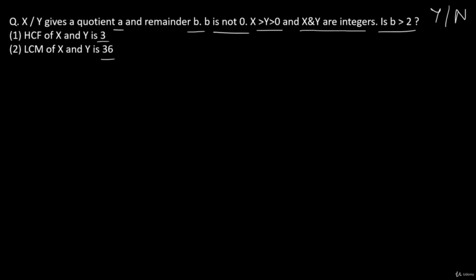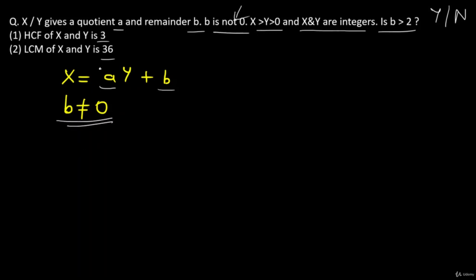Alright, we are back. I hope you have given it a try. Let's do it together. Now, I can say that x is equal to ay plus b, right? Because it's given, if you divide x by y, the quotient is a and remainder is b. And remember, it's given in the question that b is not equal to 0.